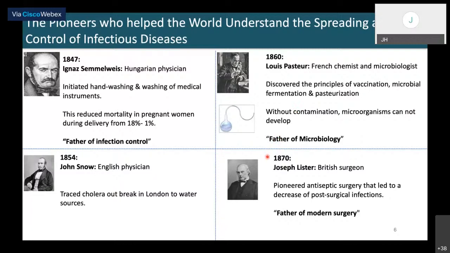There is another person in 1870, Joseph Lister, a British surgeon. He promoted antiseptic surgery. He used to wash and clean all his surgical instruments with carbolic acid, the phenol, and also he cleaned the wound with phenol, which decreased drastically the post-surgical infection. And he's been called the father of modern surgery. But there are many other scientists who have contributed to establish this germ theory, that organisms actually cause diseases in humans, and not the bad air or water.